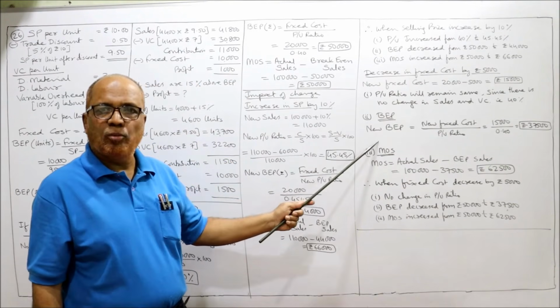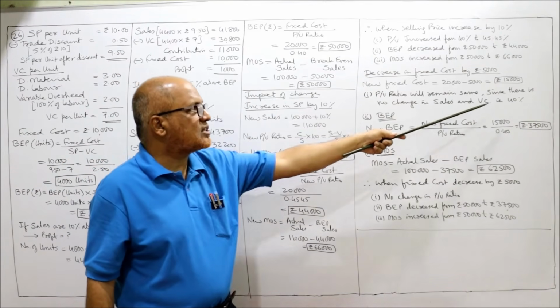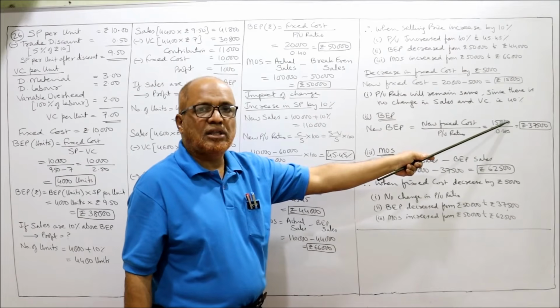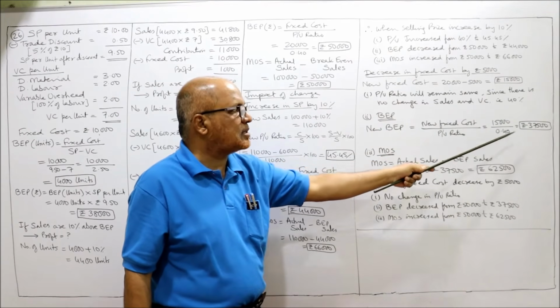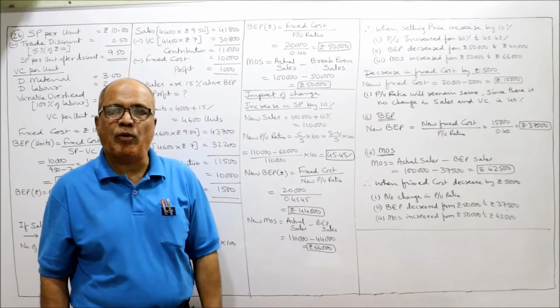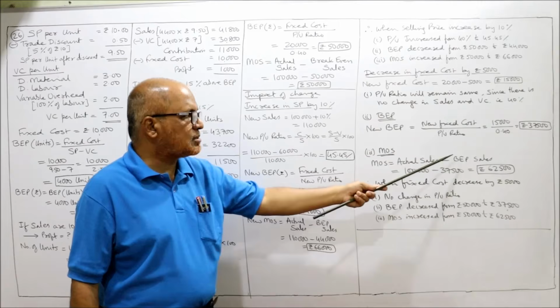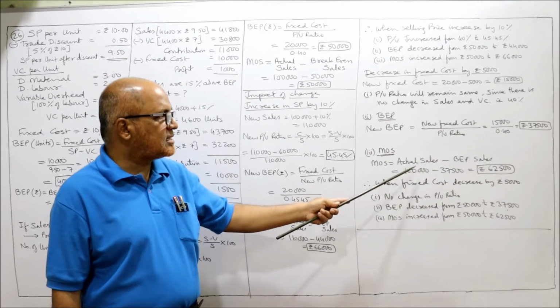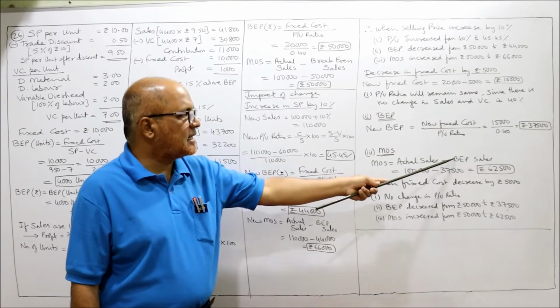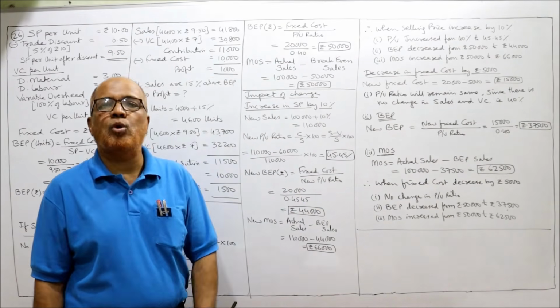Now BEP, new BEP, new fixed cost divided by PV ratio. What is the new fixed cost? 15,000. The PV ratio, old PV ratio 40%. So 37,500 is the new break-even point. Now margin of safety, MOS. MOS is equal to actual sales minus BEP sales. Actual sales are 1 lakh and BEP sales are 37,500. So 62,500 is the new MOS.